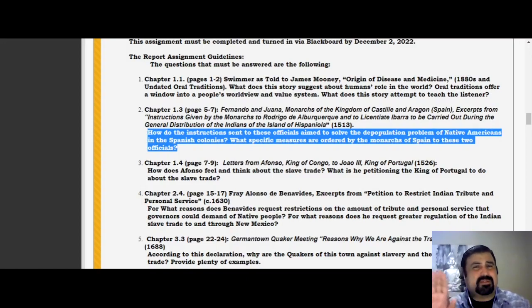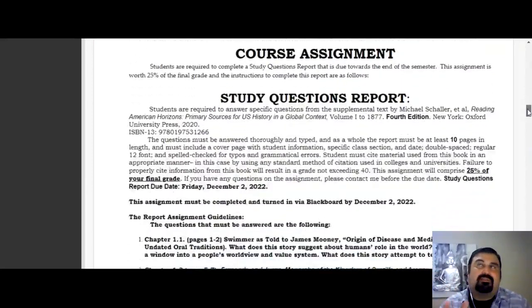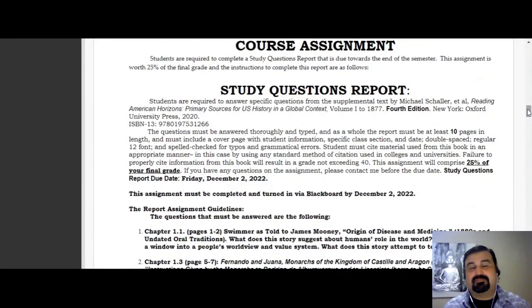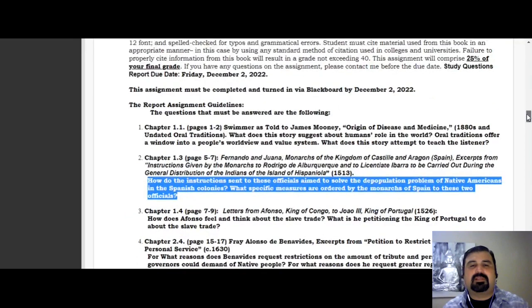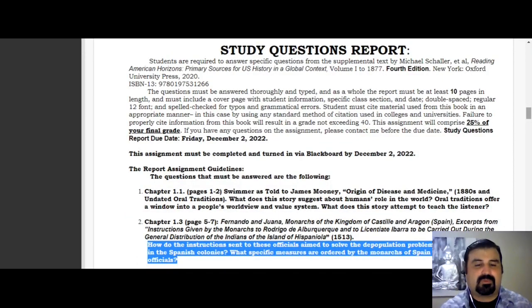It must have a cover page, and the cover page doesn't count towards the body of the work. Okay? So again, you have a whole semester, or you have 12 weeks. It's not a whole semester, but it's a 12-week course to complete it. So this is due December 2nd. Friday, December 2nd, must be uploaded on Blackboard.